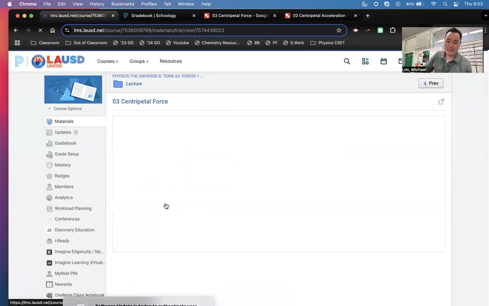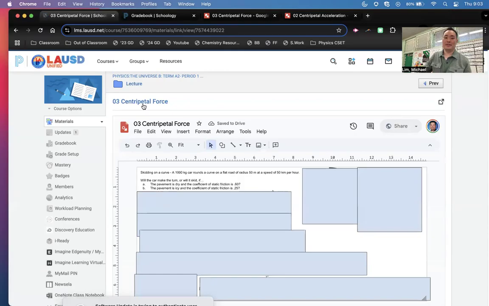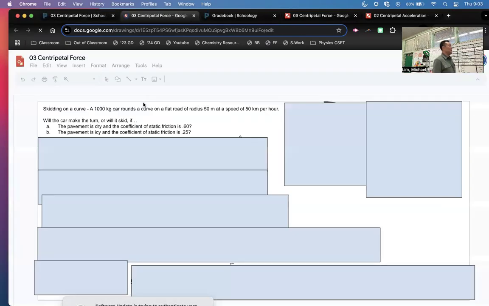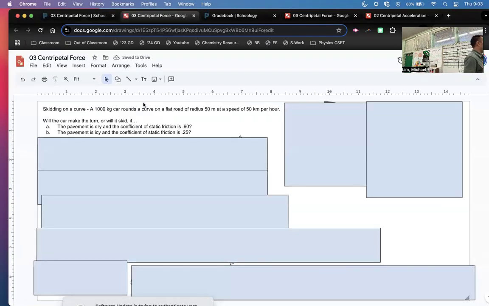Click on 03 centripetal force. This physics problem gave me a big headache yesterday because my physics teacher did not explain it well. And so I had to go to multiple sources, and we're actually going to watch a short YouTube video that explains what part of this problem is about.